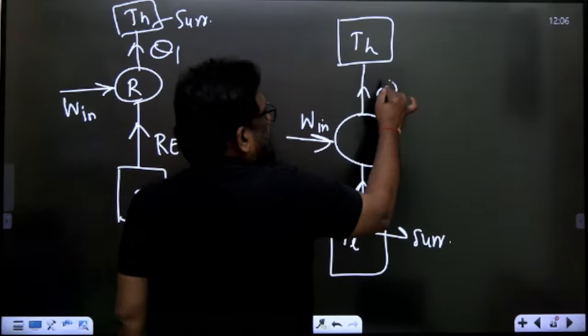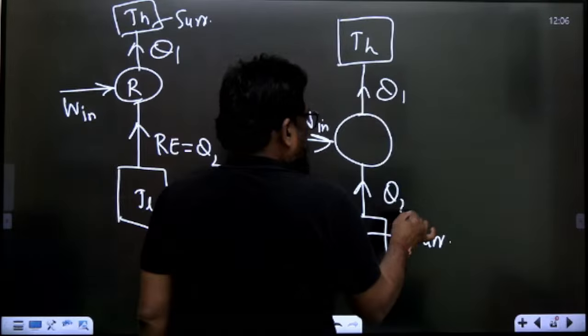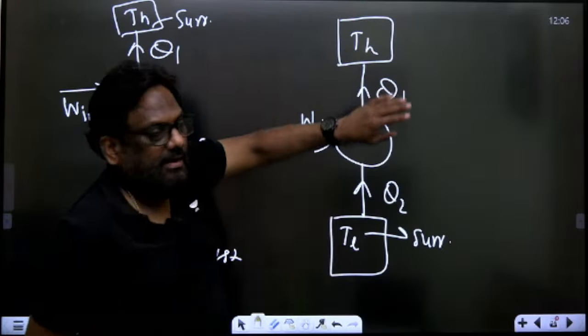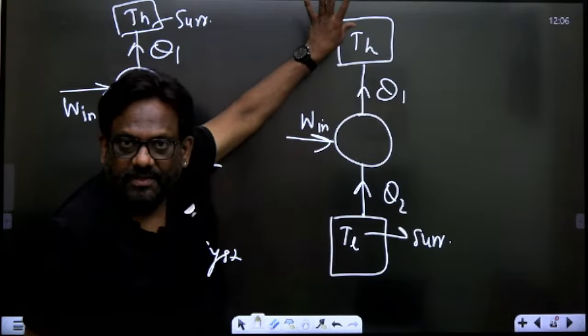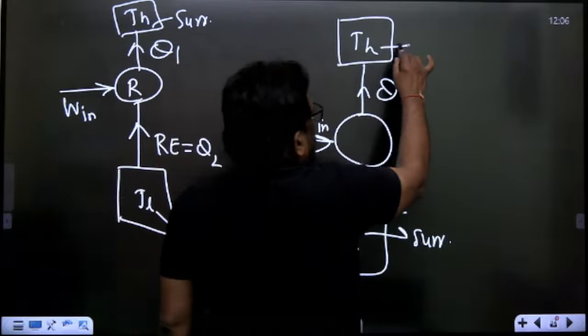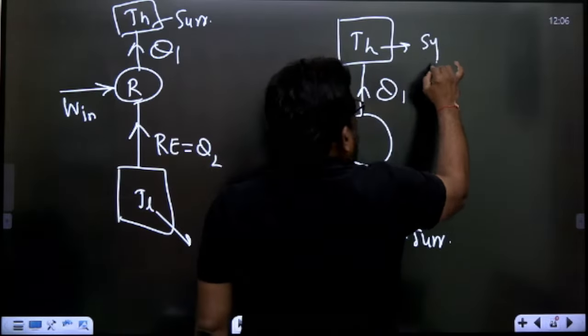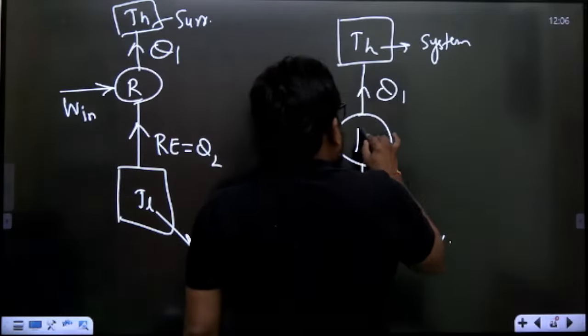Let us say this is Q1 and this is Q2. I'll pump heat to maintain this high temperature. Continuously heat should be pumped. So therefore, this is my system, because of this I call it a heat pump.